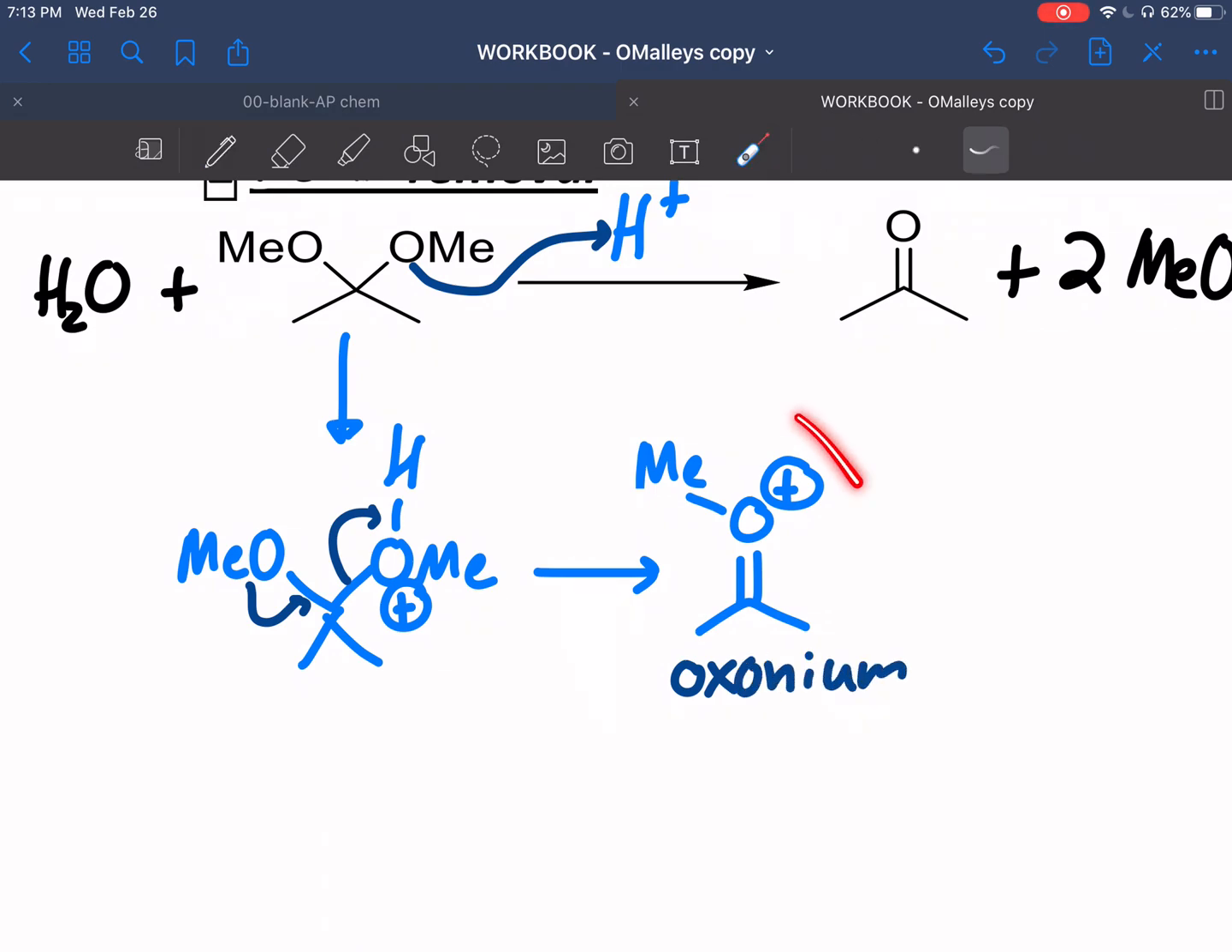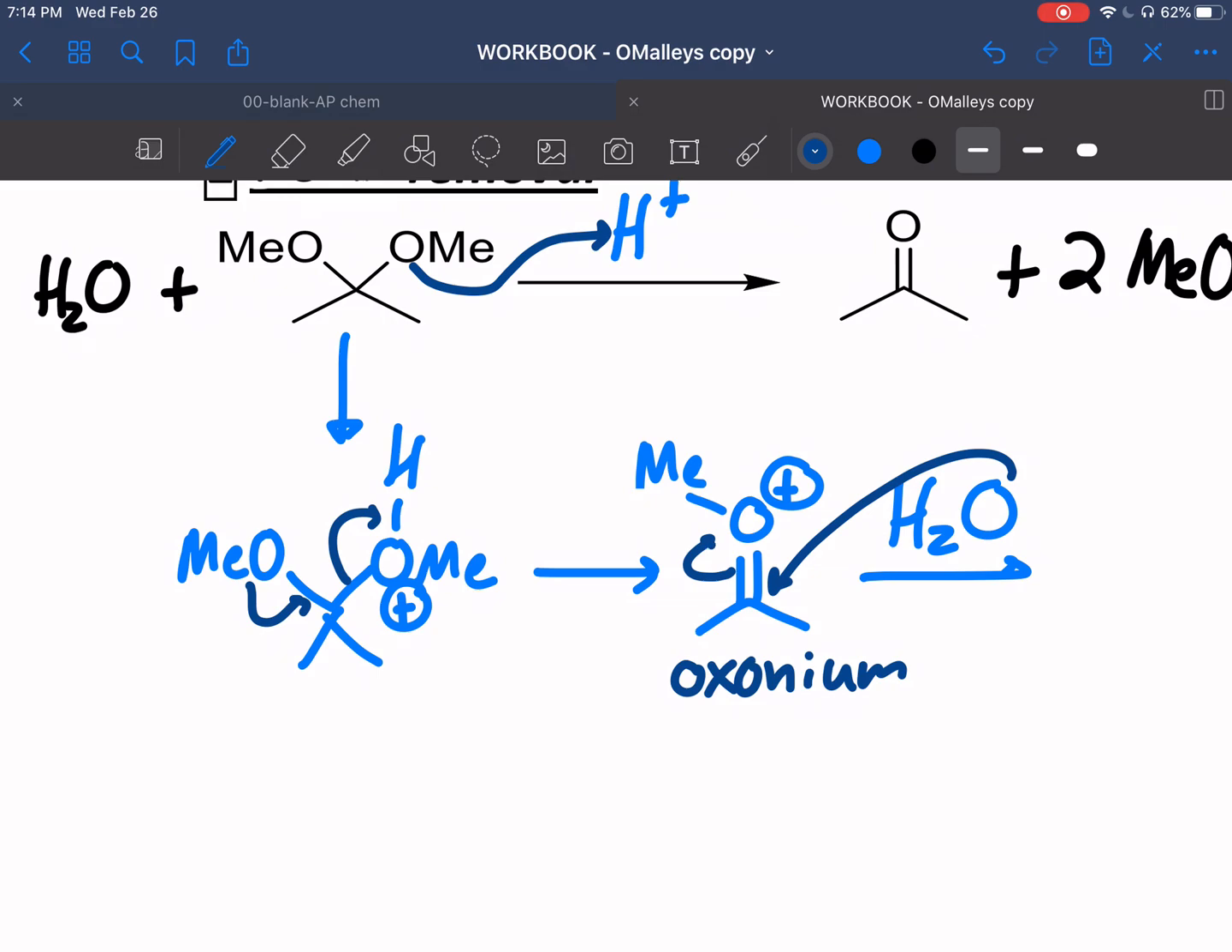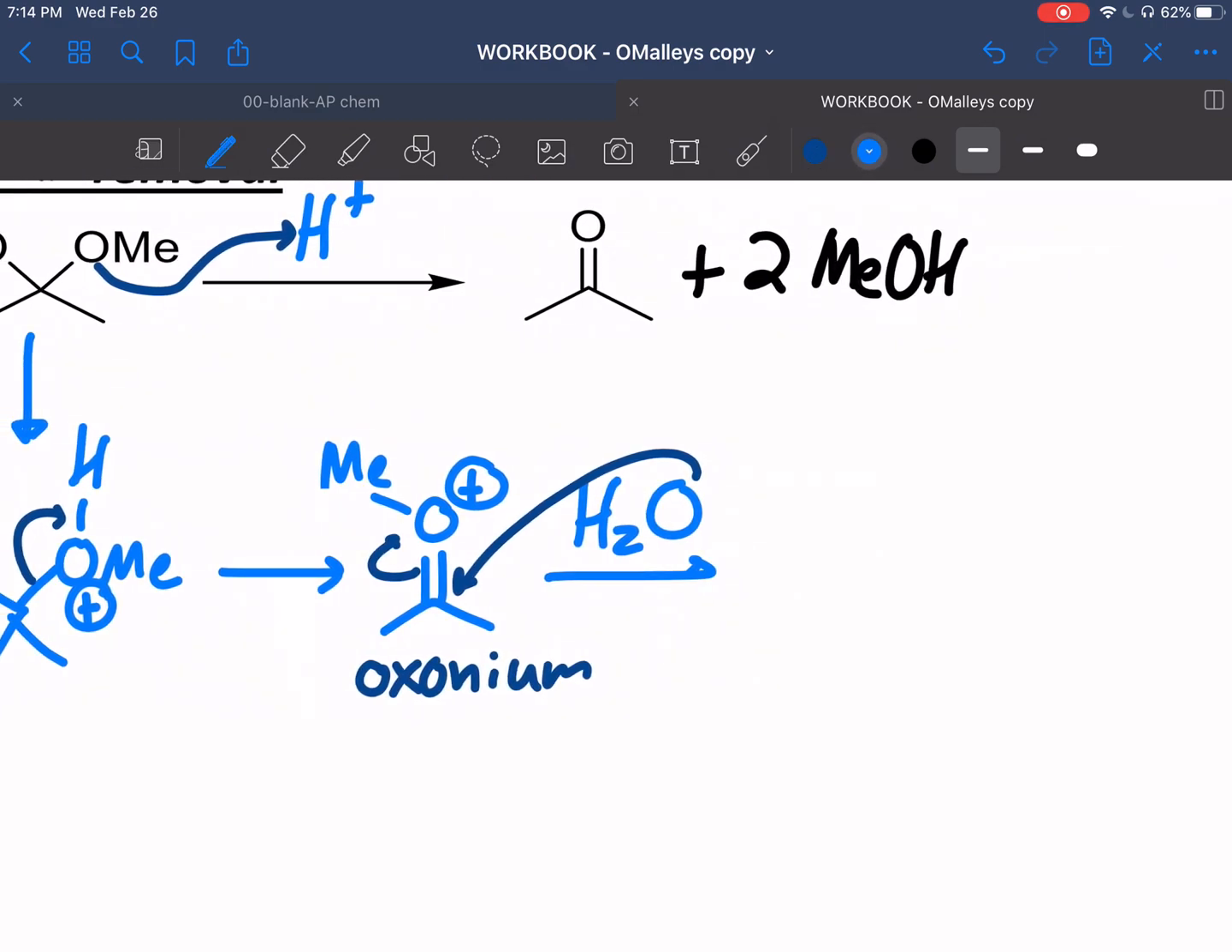And if you compare this intermediate with the one that we have up above, how do we make it? Well, you can't just lose a methyl off of an oxygen like that. We've got to turn this into a methanol. So here's where our water molecule is going to come in. So draw an arrow from that water molecule to the oxonium carbon, send that pair of electrons up to the oxygen.